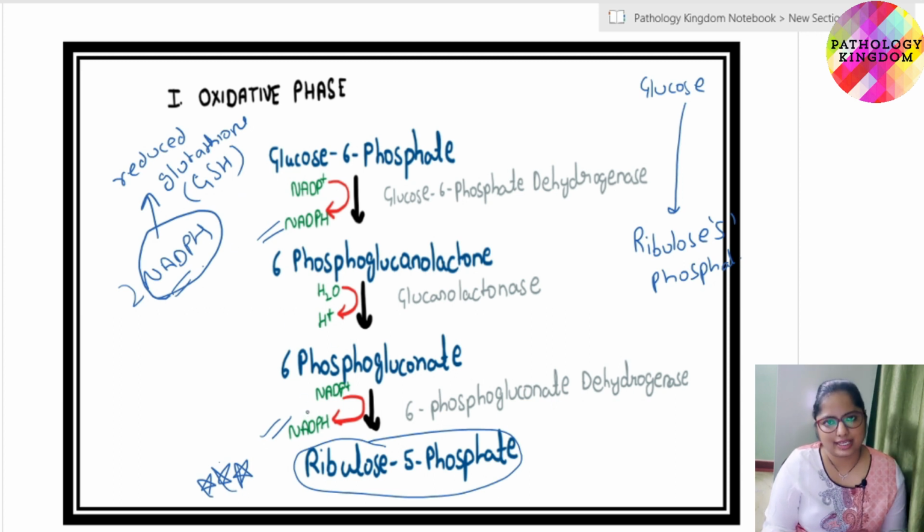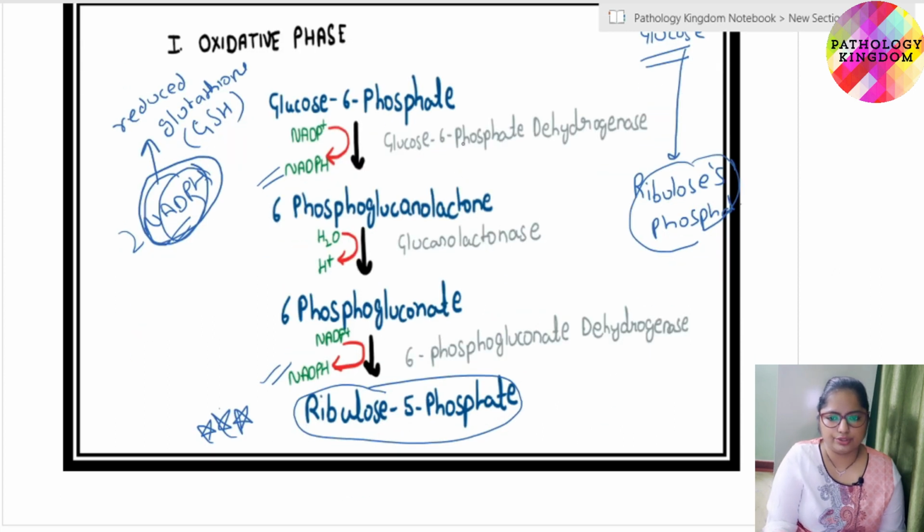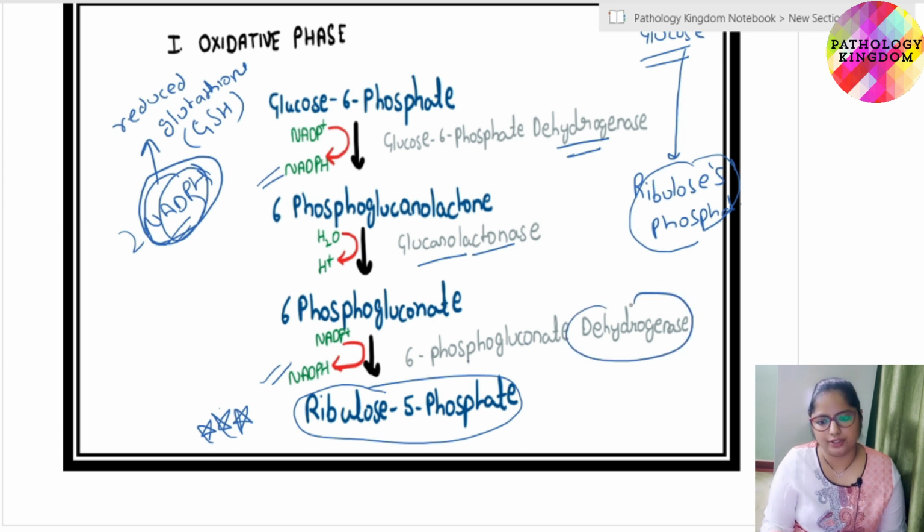So this cycle is also important as NADPH helps in prevention of oxidation of red cell membrane, and it is produced when this glucose is converted into ribulose 5 phosphate, and these are the enzymes, that is glucose 6 phosphate dehydrogenase, and then gluconolactonase, then 6 phosphogluconate dehydrogenase.